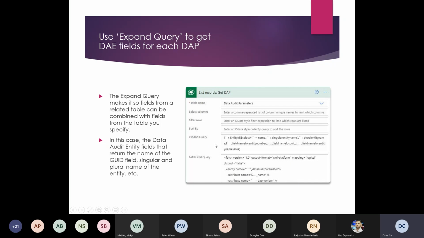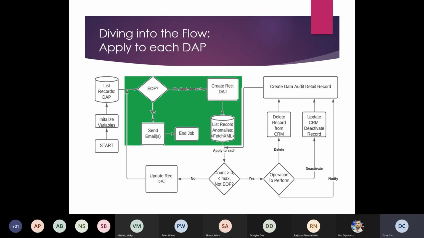The expand query field here is quite useful. As I mentioned, I have a data audit parameter that has a many-to-one relationship back up to the data audit entity. And this is how I bring in these fields we were talking about: the field name for the GUID, the plural entity name, the singular entity name, the field name for the entity name value. So just bringing in some things from another table makes it so I can basically process any field from the DAP table or the DAE table natively using variables that are predefined in Power Automate. So that's the first part, getting that list of what we want to run today.